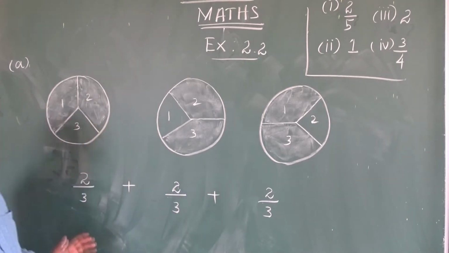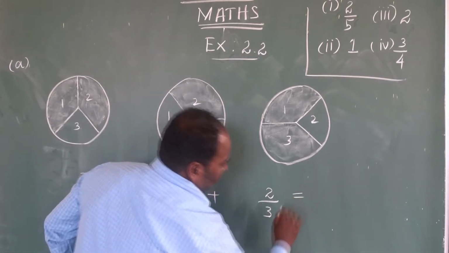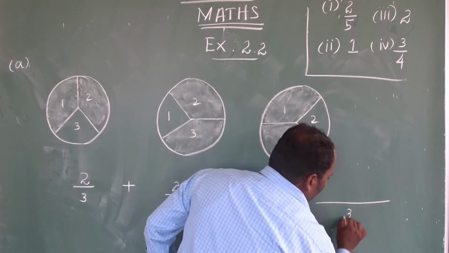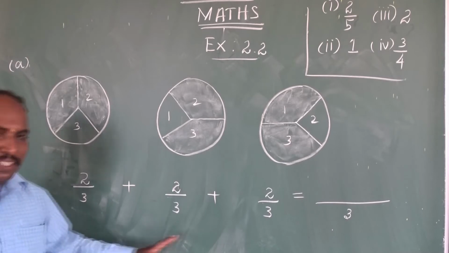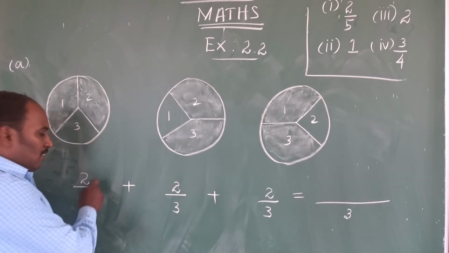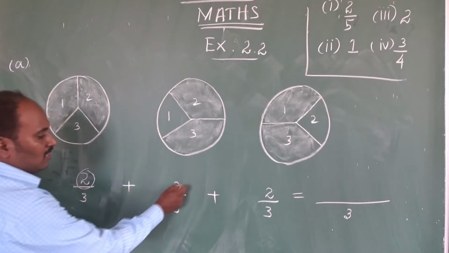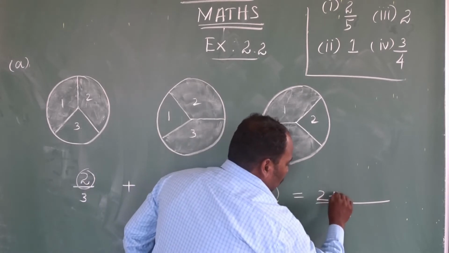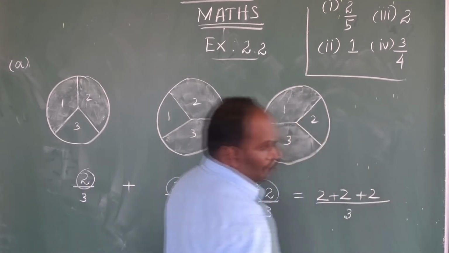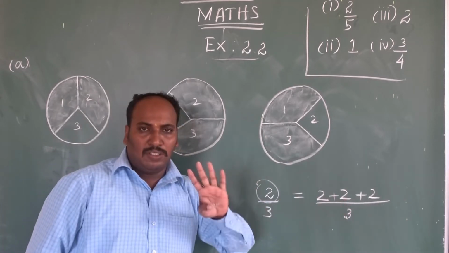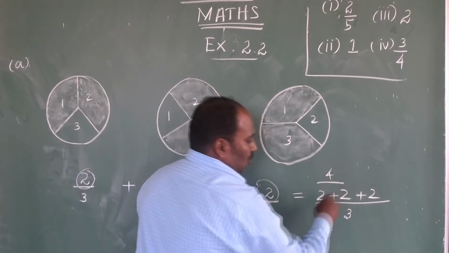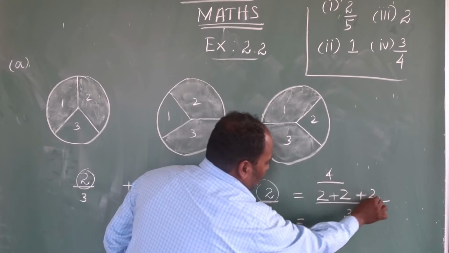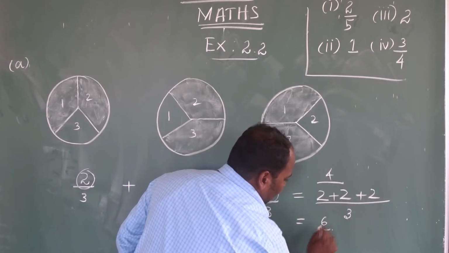We add three times. Already we know that in addition the whole denominator is 3, the common denominator 3. Next we add the numerators: 2 plus 2 plus 2. 2 plus 2 is equal to 4. 4 plus 2 is equal to 6, divided by 3.